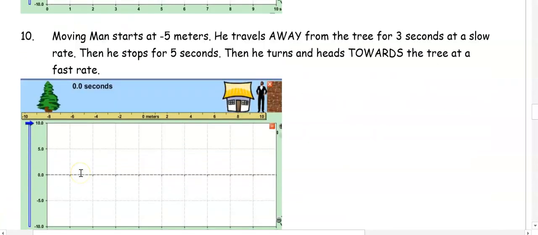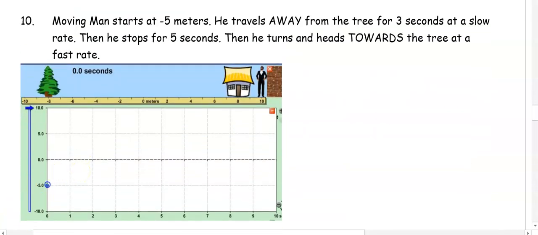In number 10, the moving man starts at -5. He travels away from the tree for 3 seconds. So he's moving towards positive ground for 3 seconds. Then he stops for 5 seconds. 1, 2, 3, 4, 5. And then he goes at a quick rate back to the house.